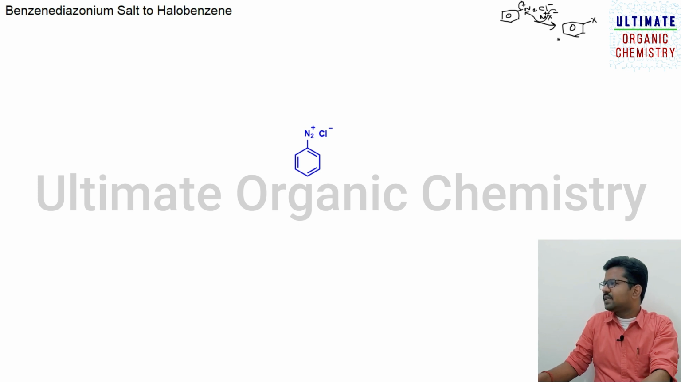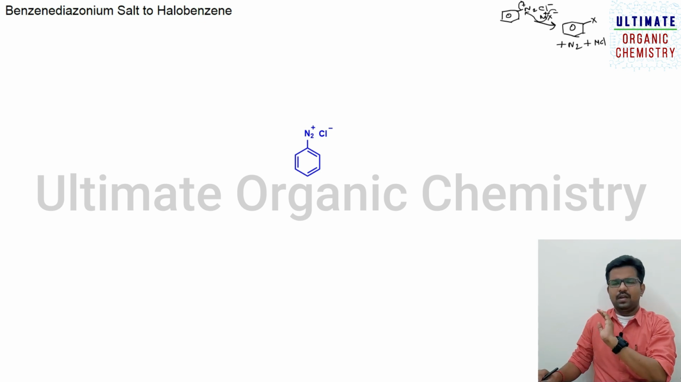The nitrogen leaves as N2, and the M plus with Cl minus leaves as MCl. So this is the basic mechanism, the entire process. Whatever reagent is given, in most cases you can guess the product very easily. That is what I am going to discuss here. Now we will discuss the conversion of benzene diazonium salt into halobenzene.